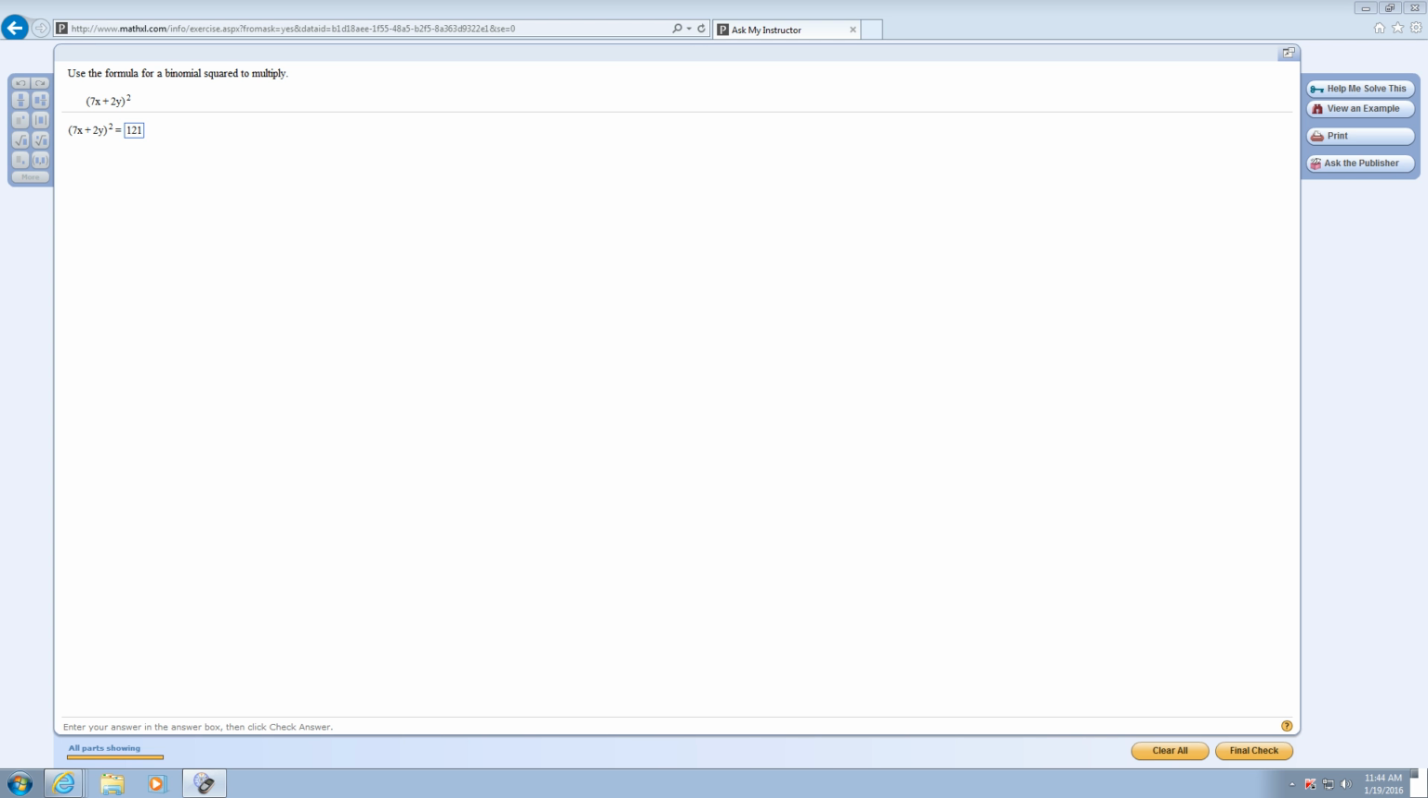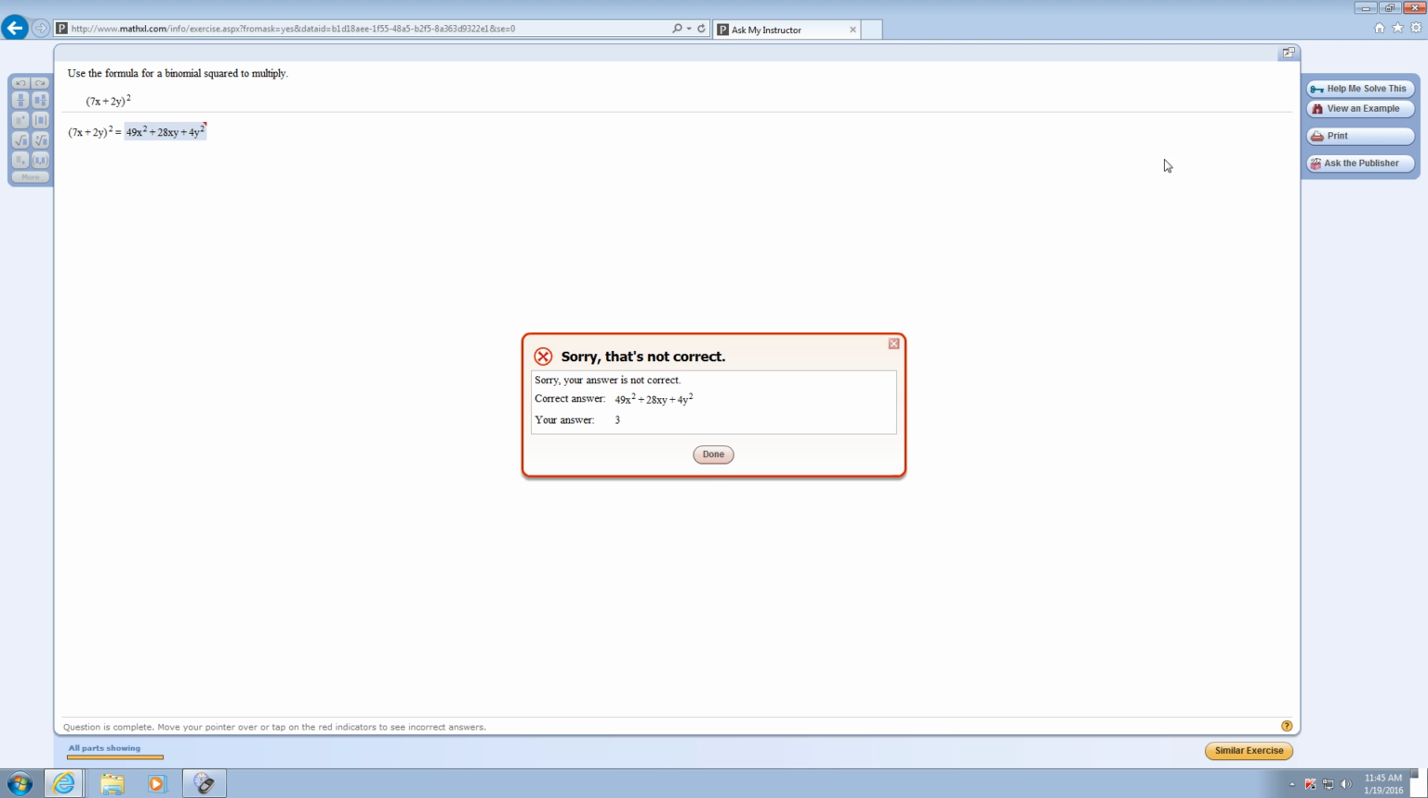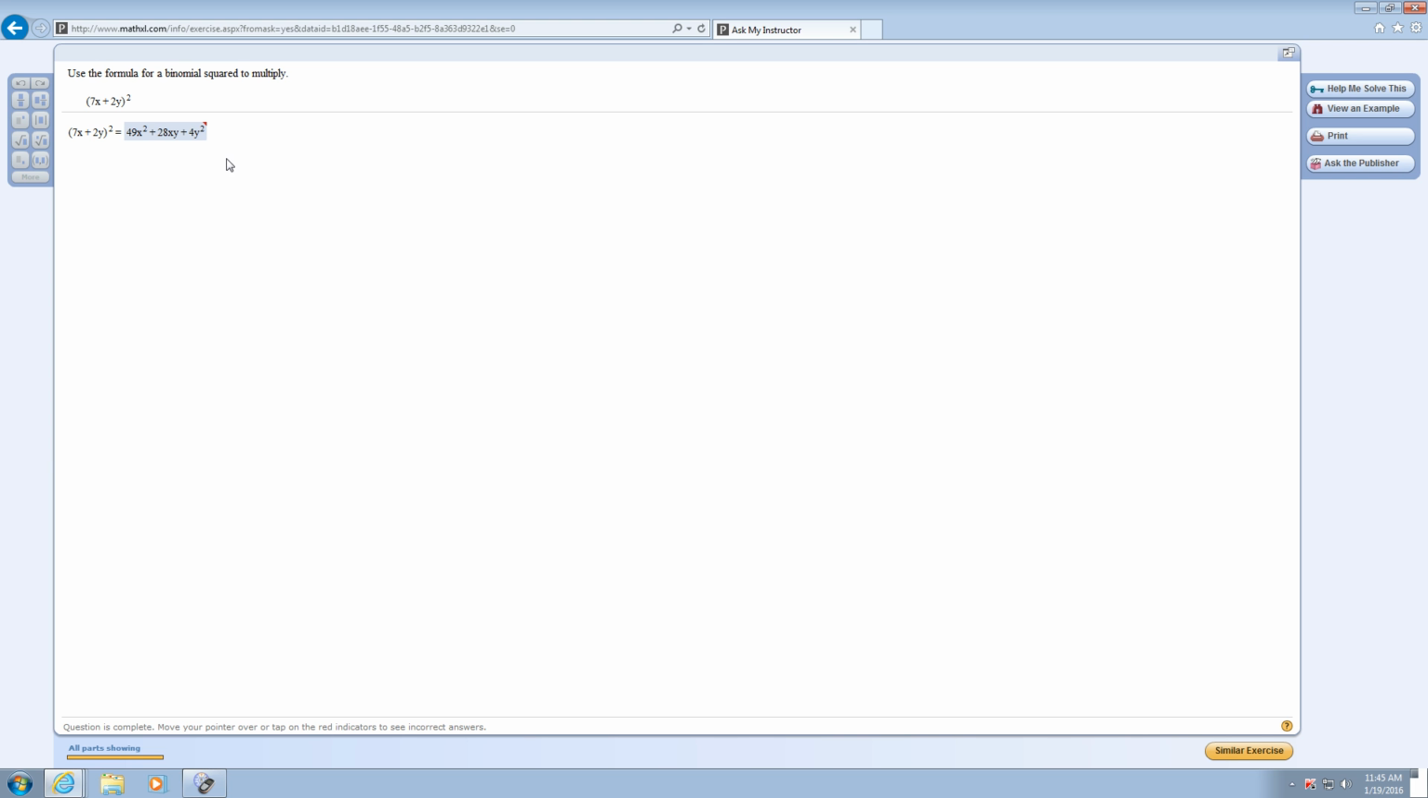And that should be your answer. So let's go up here, because y'all think I don't know what I'm talking about. So we're going to go up here, and I'm going to type in a 3. And there's the answer. 49x squared, look at there, plus 28xy plus 4y squared.